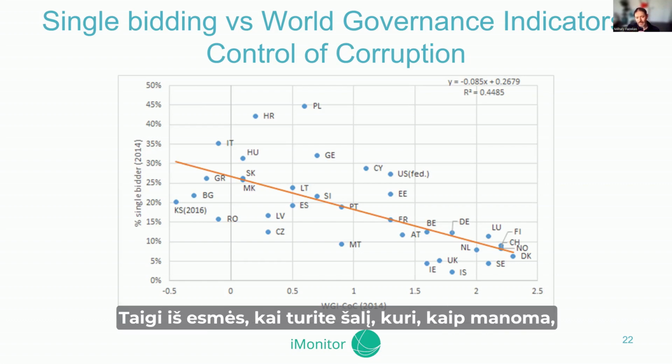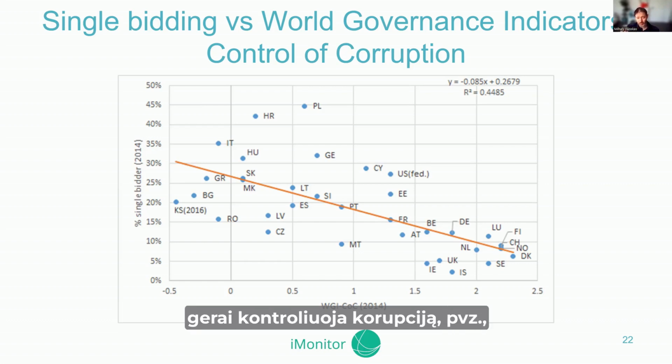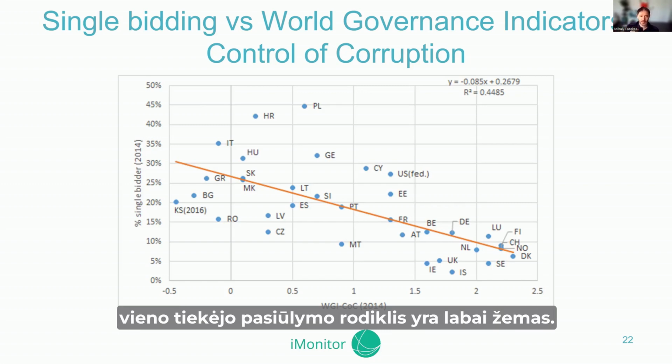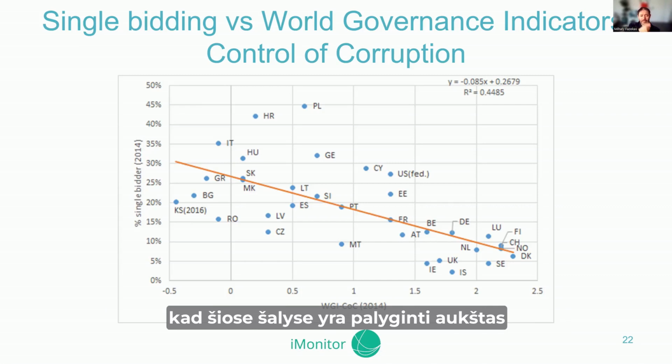0.45. So basically, when you have a country which is perceived to be controlling corruption well, such as Sweden or Denmark on the bottom right, the single bidding rate is very low. If you move to the left-hand side, countries which are perceived to be controlling corruption not that well, Bulgaria, Greece, Italy, Hungary, you see that these countries have a relatively high single bidding rate.